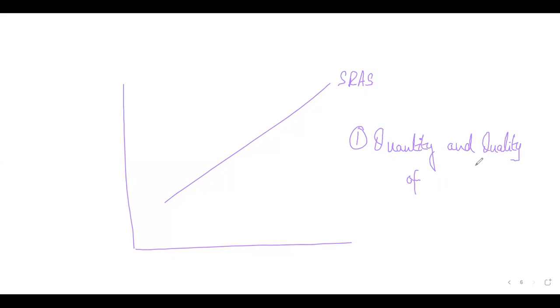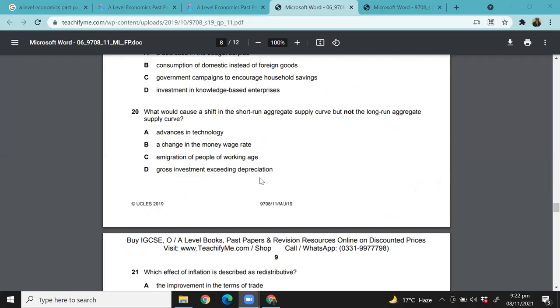Just a second. Quality of resources. And another factor that affects short-run aggregate supply is cost of production, right? So these are the two factors that affect short-run aggregate supply. As far as the long-run aggregate supply is concerned, it's only the first factor, not the second one, not the cost of production, right? Okay. Now this being said, we were supposed to identify which of these is the cost of production, right?